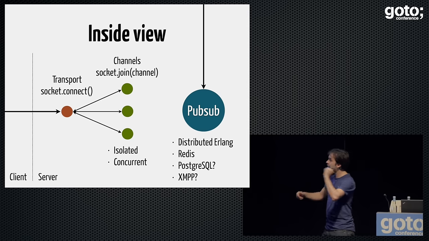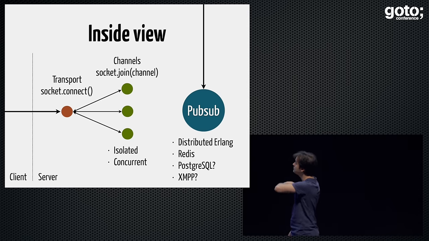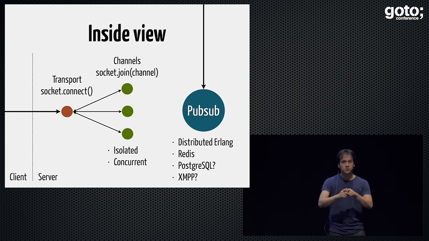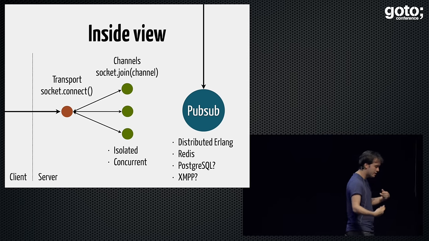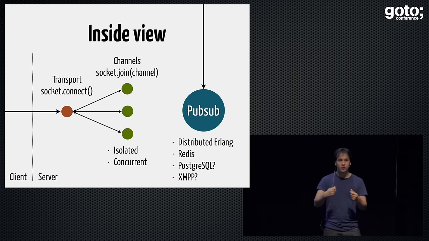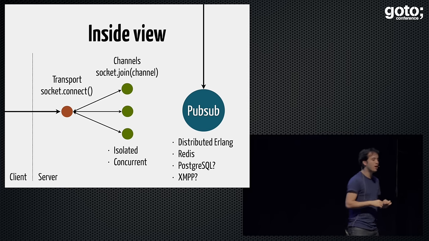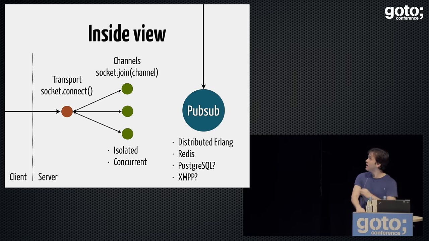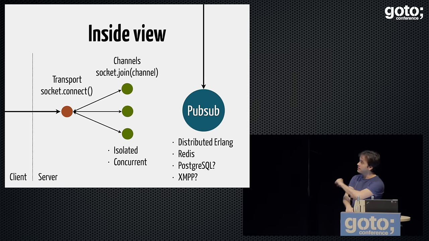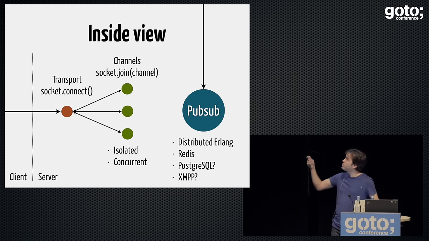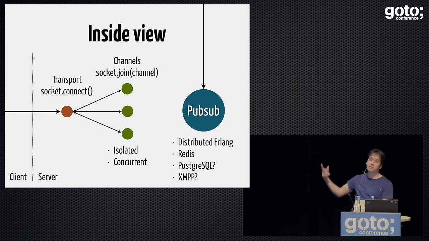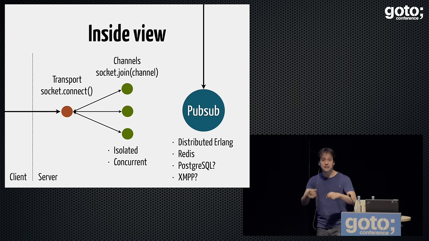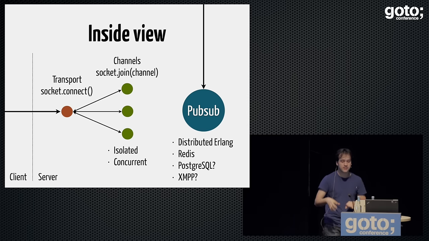So when the client, which is here on the left, connects to the server, it's going to start a process that is going to handle the communication between client and the server, and that's the thing that is responsible for handling the transport agnostic part, okay? And that's what happens when you call socket.connect. And now every time you join a channel, you're going to create different processes. So chat lobby is going to be one of those processes. Each room that a particular user joins is going to be another process.